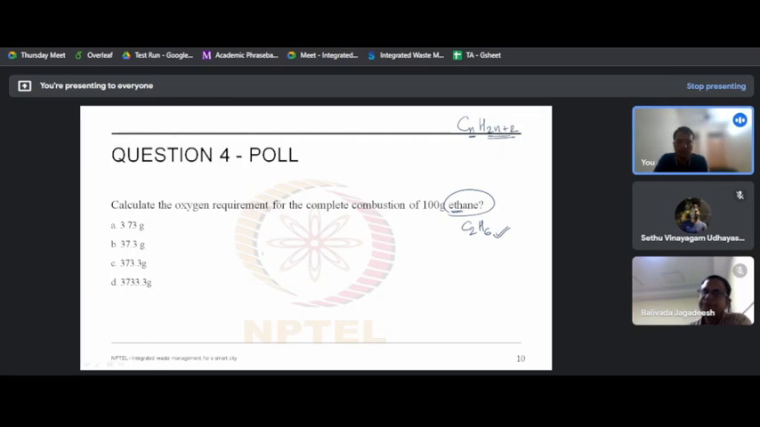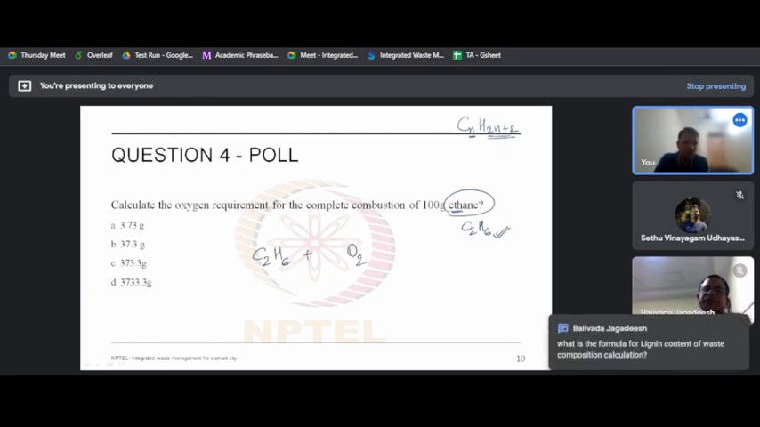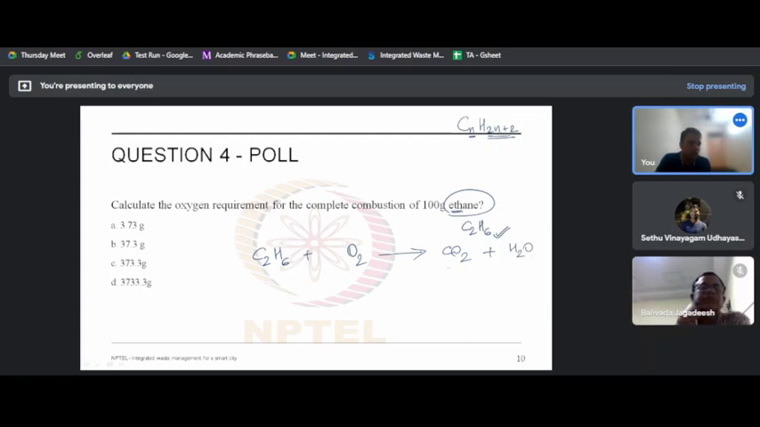So ethane is C2H6. Now we need some oxygen for its degradation. Since it is an organic compound, it will form CO2 plus H2O. These will be the two main compounds. This equation is not balanced as of now, so firstly we need to balance it. As we have seen in the class, if we have a compound, let's say CaHbOcNd, this will be the general structure of an organic compound. Sometimes it can have sulfur also.